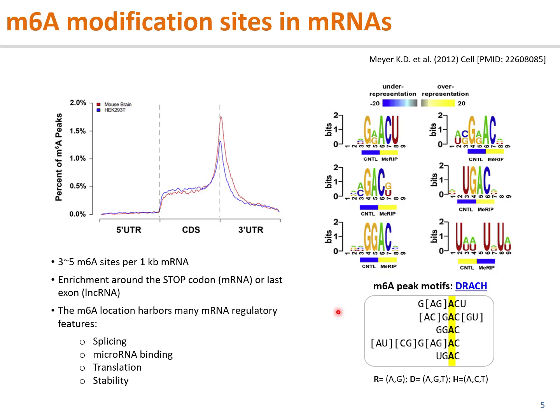On mRNAs, on average, there are about 3 to 5 m6A sites per 1 kilobase length of mRNAs. These modifications are enriched around the stop codon for mRNA or last exons in lincRNAs. The m6A location harbors many mRNA regulatory features, such as splicing, microRNA binding, translation, and stability. m6A peaks have the motif DRACH.